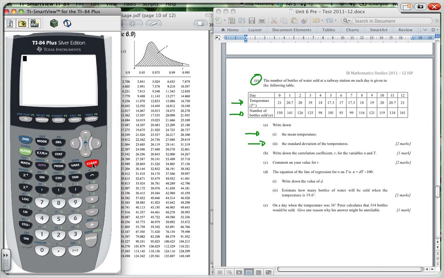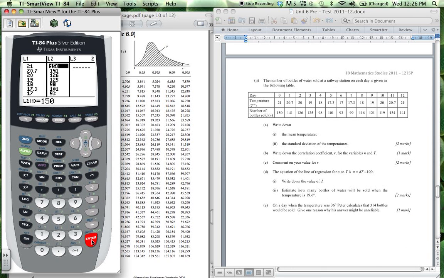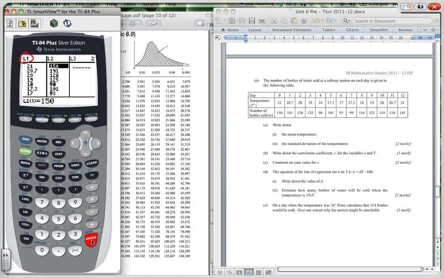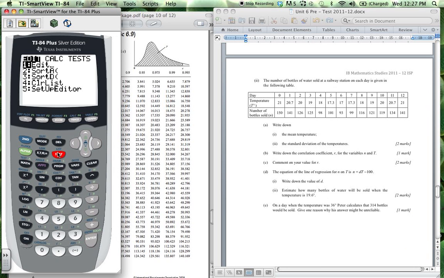Now, all of this gets done basically on the calculator for the most part. So I have entered my data. In list one, I have my temperatures, and in list two, I have my number of bottles of water. So I now want to write down the mean temperature. If I go to my stat again, go to calculations, and go to two variable stats and say enter, now I put in my list that I want. I want L1, comma, and then L2, and I say enter, and I get my data.